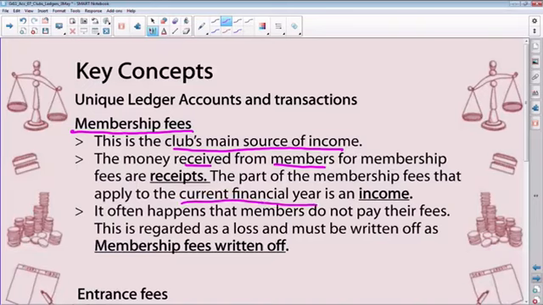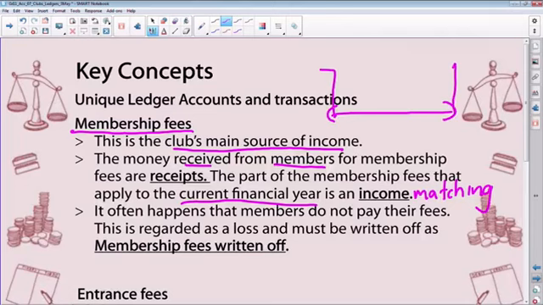So immediately, we're now talking about GAAP, and more specifically, the matching principle. Anything relating to a specific financial year is regarded as an income. I want you guys to bear that in mind when we do an exercise later on.